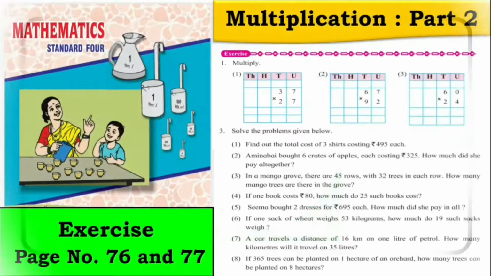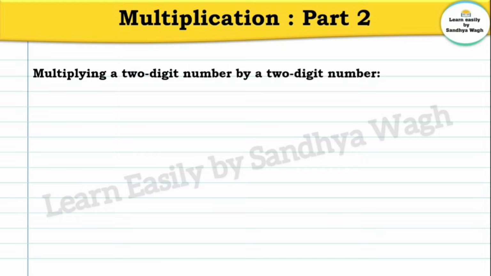Now in today's video we will solve the exercise which is given on page number 76 and 77. But before that, let us understand multiplying a two-digit number by a two-digit number. Lattice method. 38 multiplied by 24. 38 means 30 plus 8 and 24 means 20 plus 4.